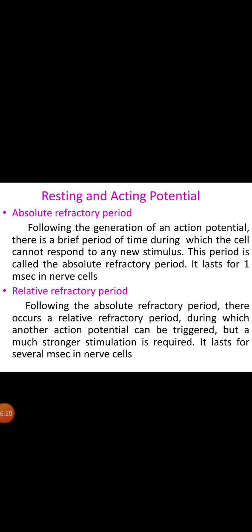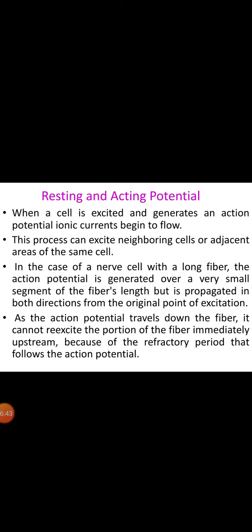Absolute and relative refractory periods can be defined as follows. The absolute refractory period is a brief period of time during which the cell cannot respond to any new stimulus, about 1 millisecond in a nerve cell. In the relative refractory period, another action potential can be triggered, but a much stronger stimulation is required, about several milliseconds in nerve cells. When a cell is excited, as I said earlier, ionic currents begin to flow, and as the action potential travels down the fiber, it cannot re-excite the portion of fiber immediately upstream because of the refractory period that follows the action potential. Thank you.